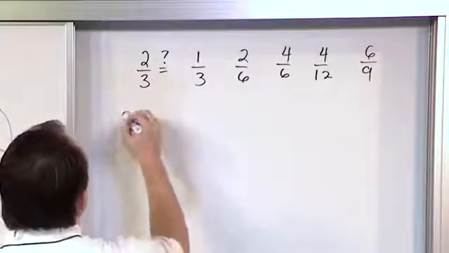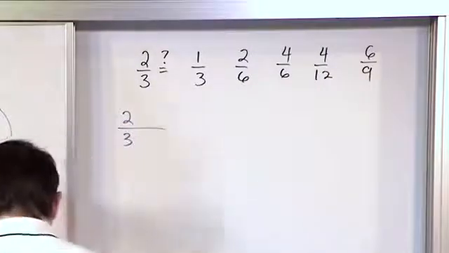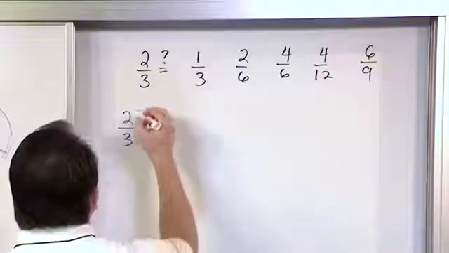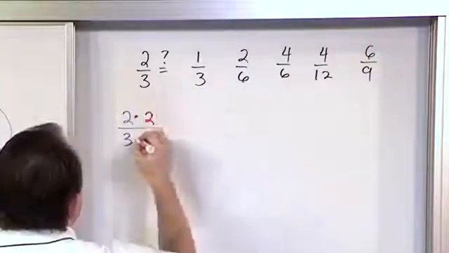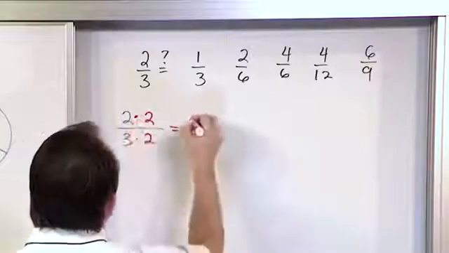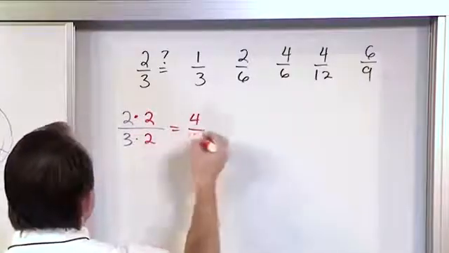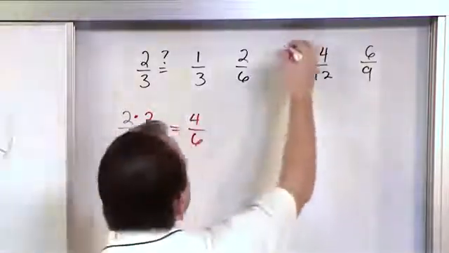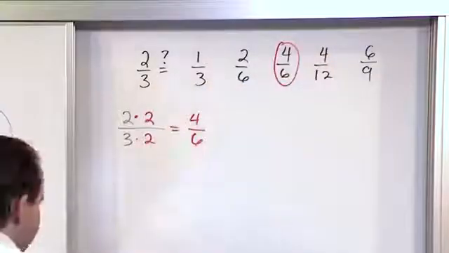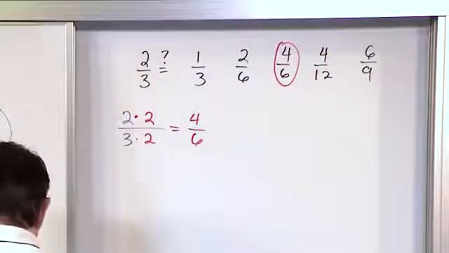So I start with my 2/3, and I multiply this. Let's just start by multiplying by 2. That's the easiest thing to multiply. 2 times 2 is 4. 3 times 2 is 6, so 4/6. 4/6 is in this list. So these two fractions are equivalent, even though they look a little bit different.